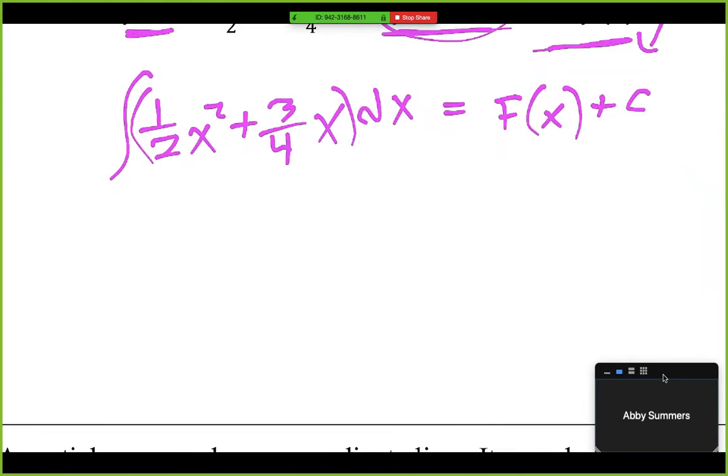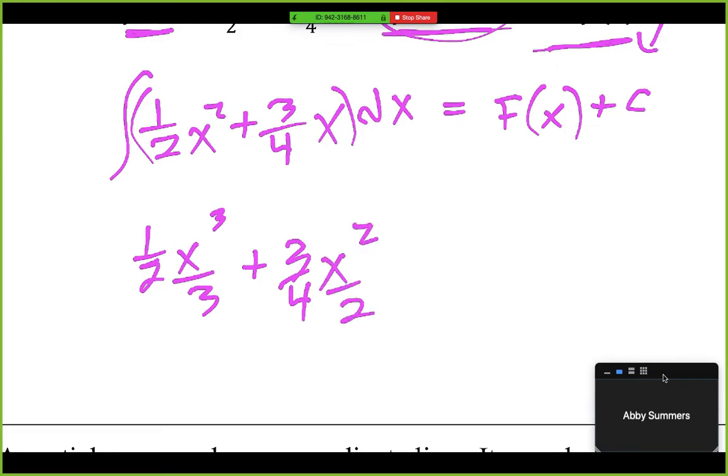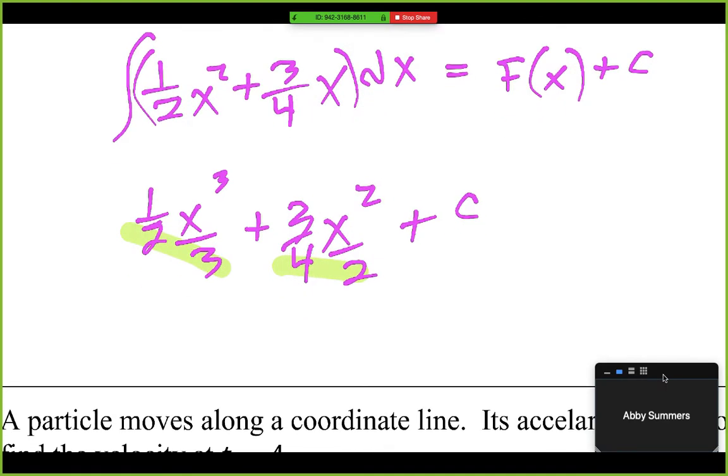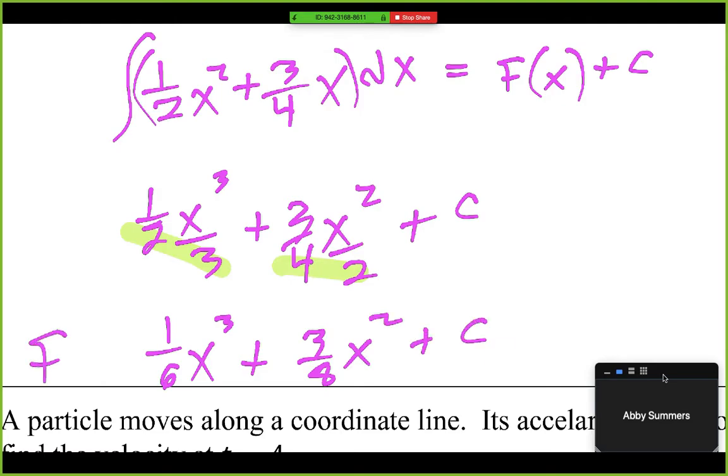So it's anti-derive, and that means 1/2 x to the third over 3 plus 3/4 x squared over 2. So that's the power rule plus c. So if anti-derived, it's a big mess. Things that I need to deal with are my fractions. And then I need to find c, because they gave me a point. If you're given a point in f of x, you can find the plus c that goes with it. So this is 1/6 x cubed plus 3/8 x squared plus c. And that's my f of x at the moment.